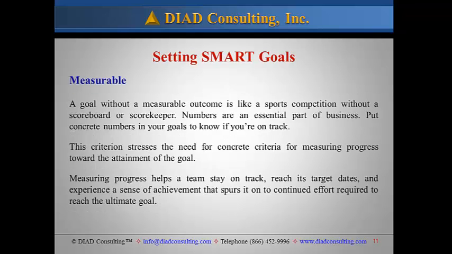Measurable. A goal without a measurable outcome is like a sports competition without a scoreboard or a scorekeeper. Numbers are an essential part of business in general. Put concrete numbers in your goals to know if you are on track. This criterion stresses the need for concrete criteria for measuring progress towards an attainment of the goal. Measuring progress helps a team stay on track, reach its target dates, and experience a sense of achievement that spurs it on to a continued effort required to reach the ultimate goal.